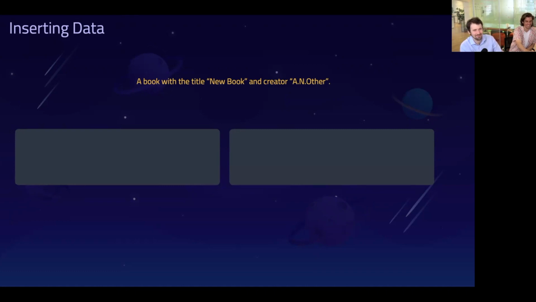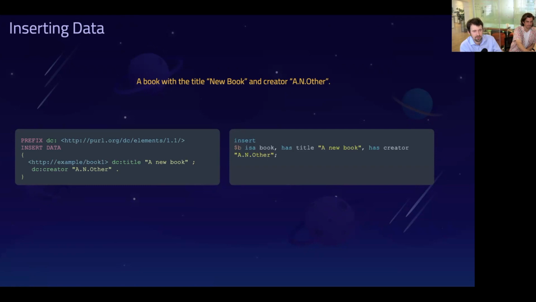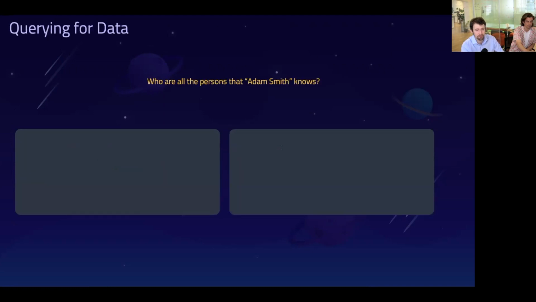So what this SPARQL query could look like would be like this. Here we've got one namespace, and we're inserting the data as we see here. And in TypeDB, we use the keyword insert to state that we're inserting data, but rather than thinking of effectively connecting something to a node, we're saying that there's a book that has a title and has a creator. In this case, we're representing both of them as attributes in this example.